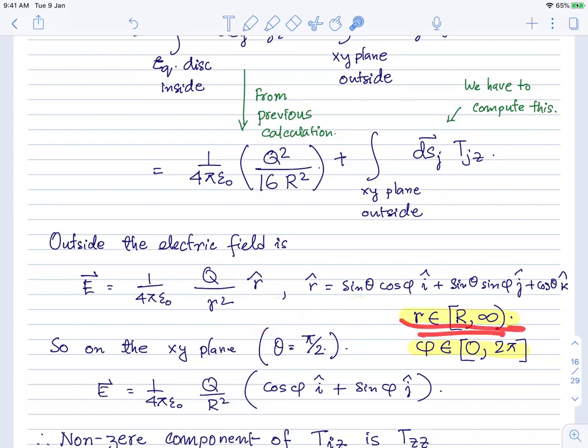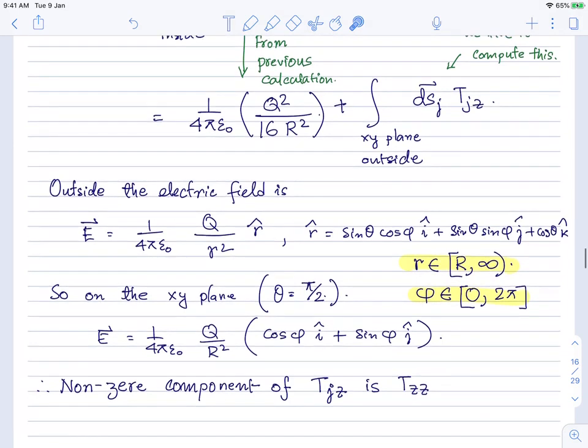I have written it here. It should vary from capital R to infinity. Very good. And phi of course goes from 0 to 2 pi all the way, so that will remain.